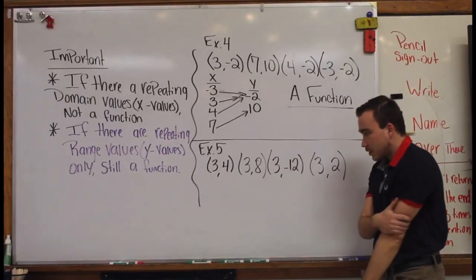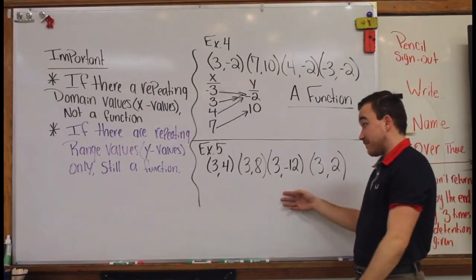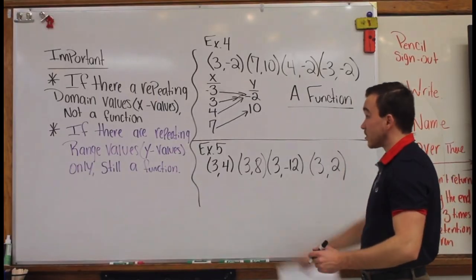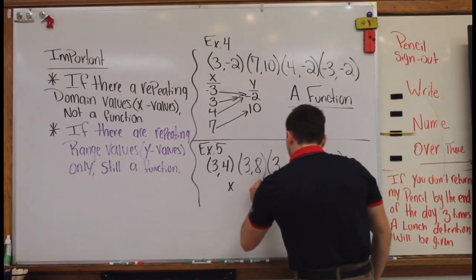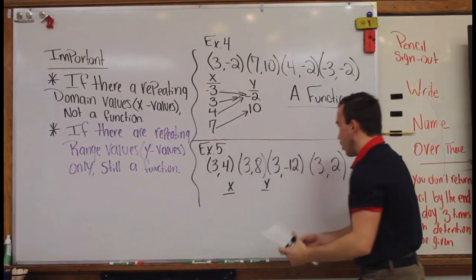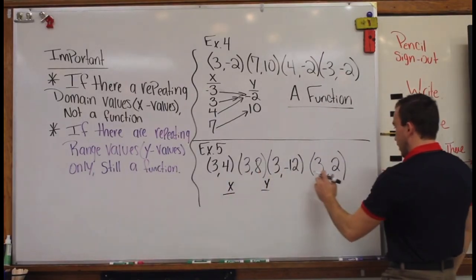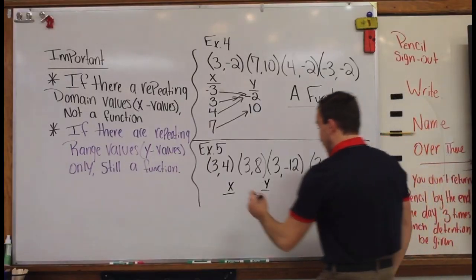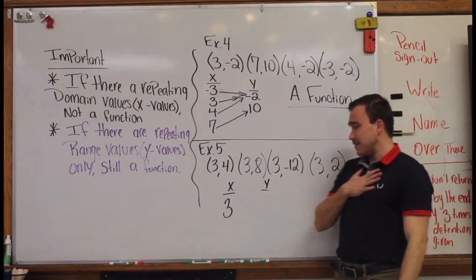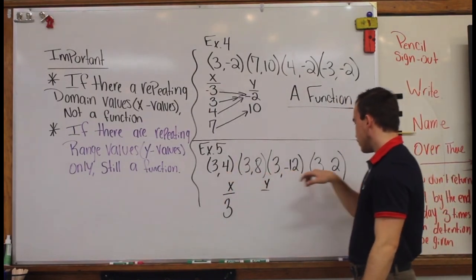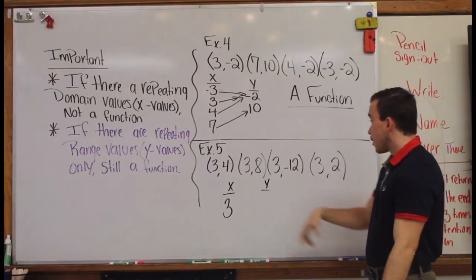I'm going to do the arrow chart, but you may already see if this is a function or not just based on that rule alone. So we've got our x values and our y values. What's our x value here? It's 3, 3, 3, 3. So we have the same domain, the same input, for every single pair. What are our outputs?